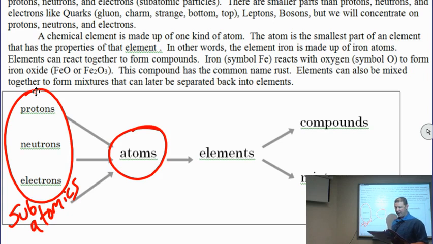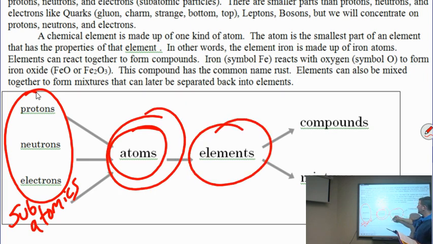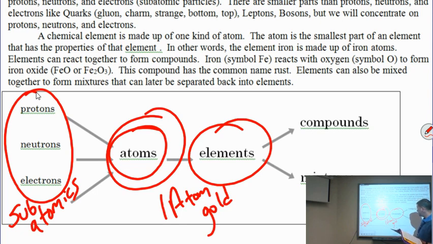A chemical element is made up of one kind of atom. The atom is the smallest part of an element that has the properties of that element. So a bunch of gold atoms make up the element gold. But there will be one atom of gold, and that will be the smallest bit of that element. In other words, the element iron is made up of iron atoms.